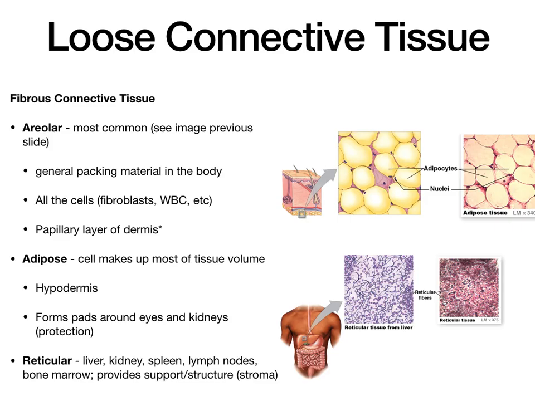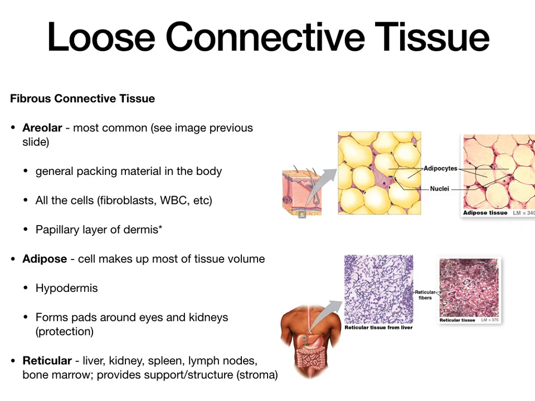Like I said, it's the most common type of loose connective tissue. This is our general packing material of the body. All the cells, the fibroblasts, the white blood cells, the lymphocytes, the monocytes, the neutrophils, eosinophils, macrophages, all these types of cells are hanging out in this type of areolar connective tissue. And it's located in the papillary layer of our dermis.